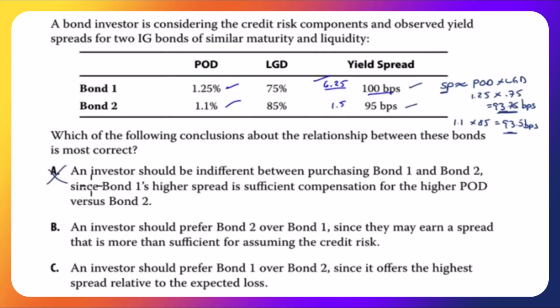So we're not indifferent. An investor should prefer bond 2 over bond 1 since they may earn a spread that is more than sufficient for assuming credit risk. Well, that's true for both. An investor should prefer bond 1 over bond 2 since it offers the highest spread relative to the expected loss.